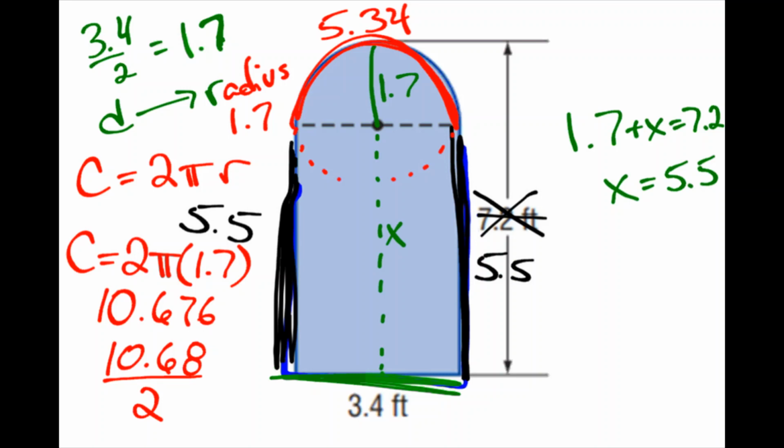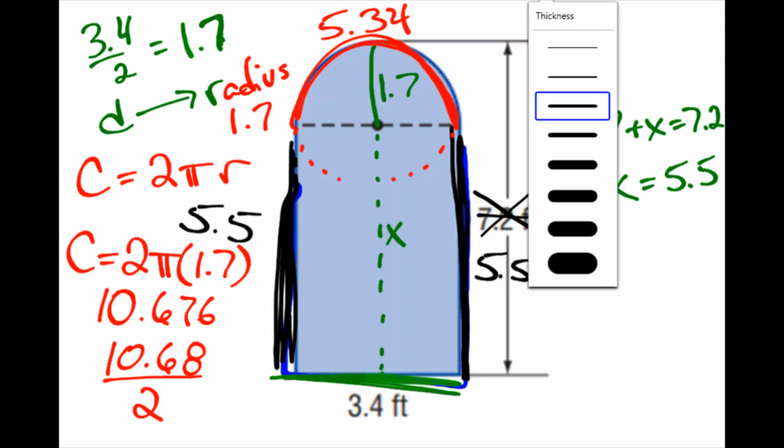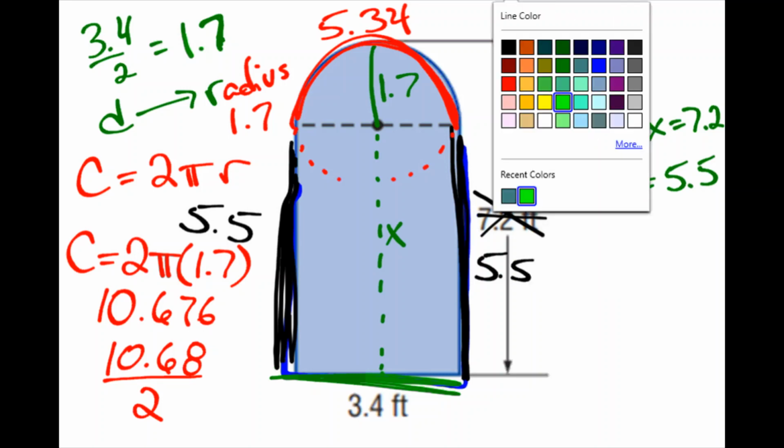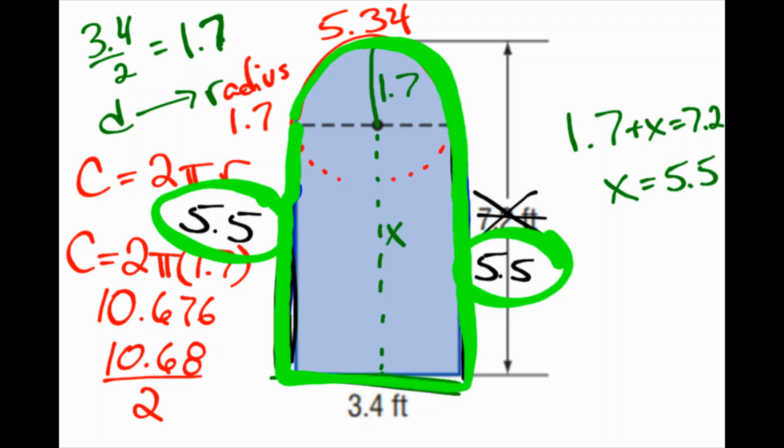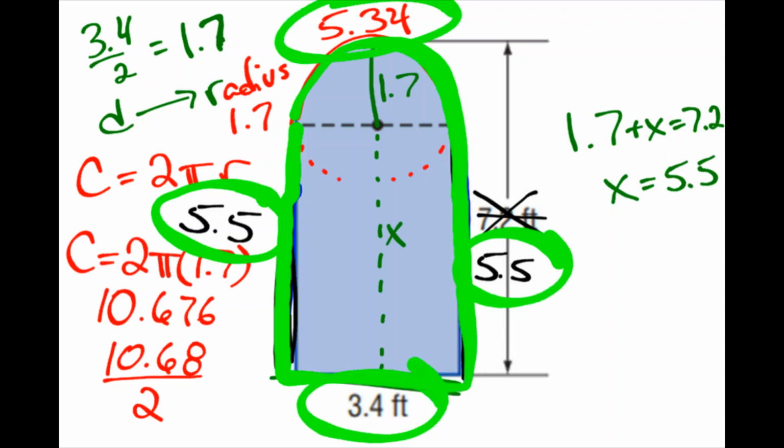Now I have all of my missing sides. Now I'm going to add up all of these missing sides going around, which is 5.5, 5.5, 3.4, and 5.3. Which gives me a final answer of 19.74 feet.